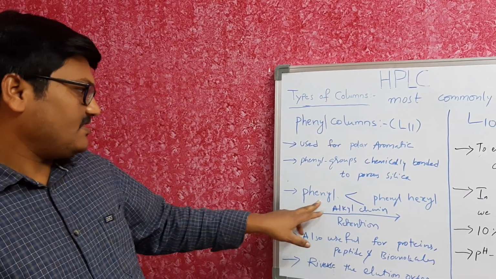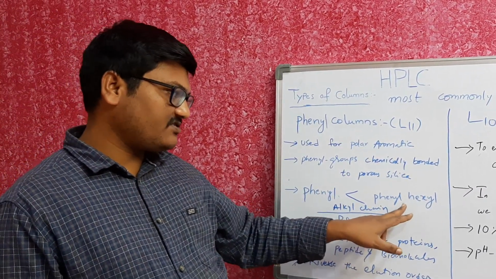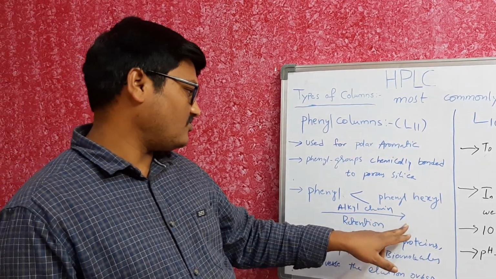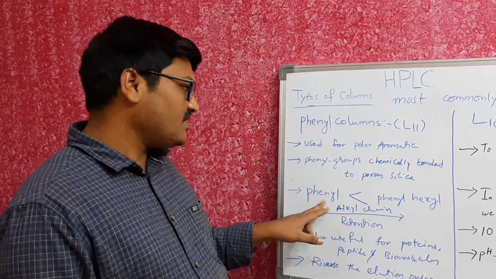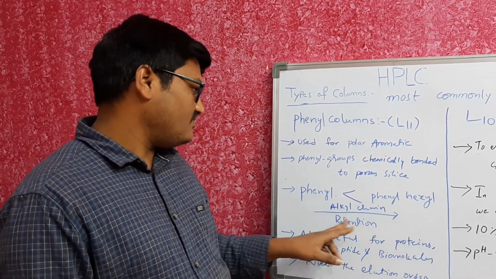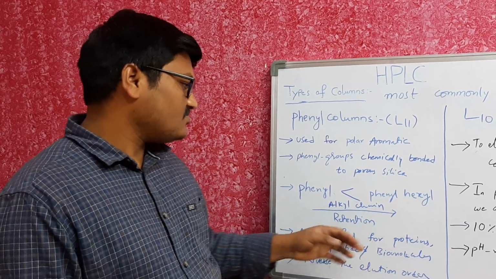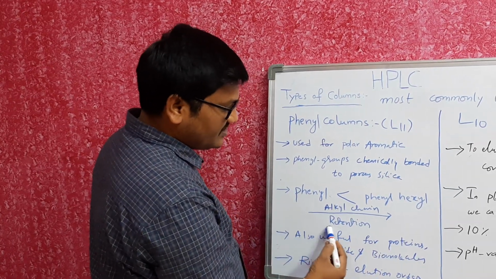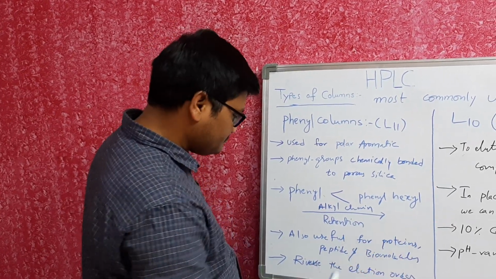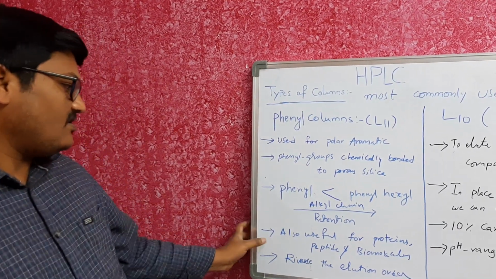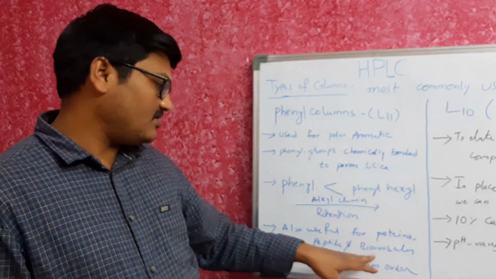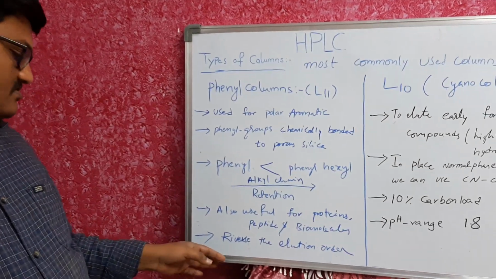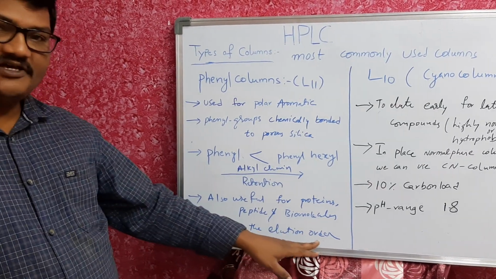As the alkyl chain increases with phenyl, the retention times of the samples will increase. Comparatively, phenyl hexyl columns are very non-polar. So as hexyl, that means the alkyl chain, increases, the retention time of the samples also increases. It is also useful for proteins, peptides and biomolecule separations. And in this, a reverse elution pattern will be observed.